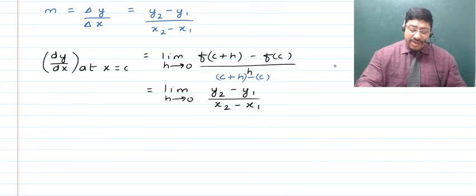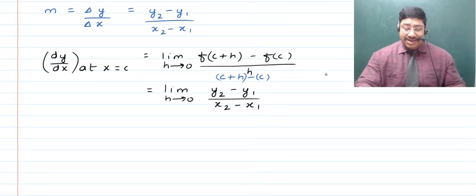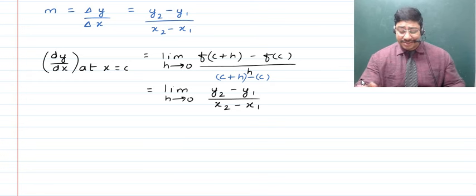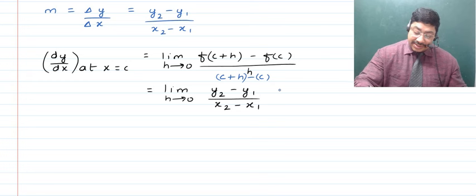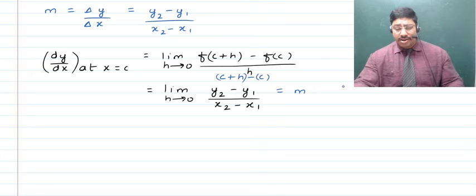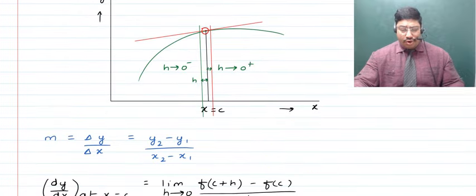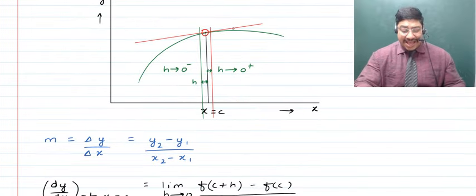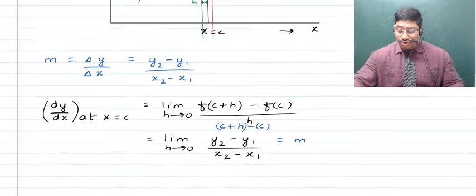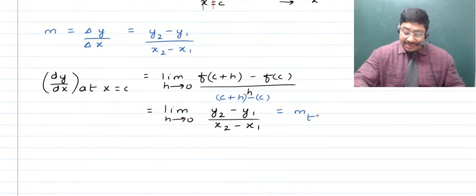In other words, I'm sure you're able to understand that this delta y upon delta x actually represents the slope. And it is the slope of what? It is the slope of this tangent, because at x is equal to c, this is the tangent which has been drawn. So in other words, this is actually the slope of the tangent.